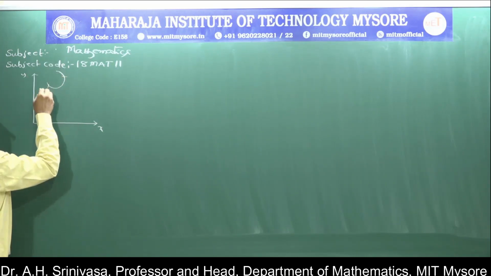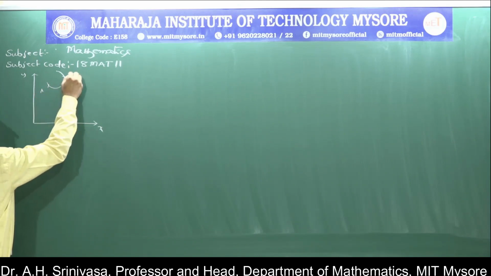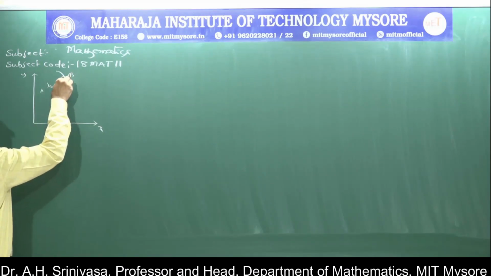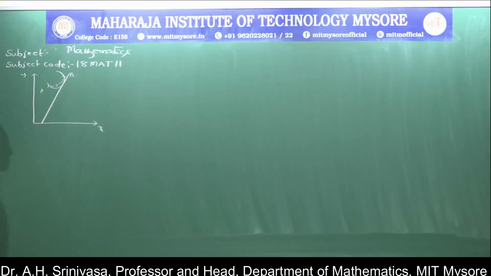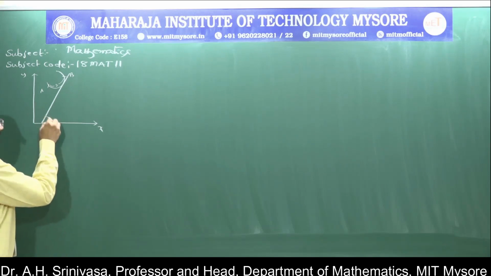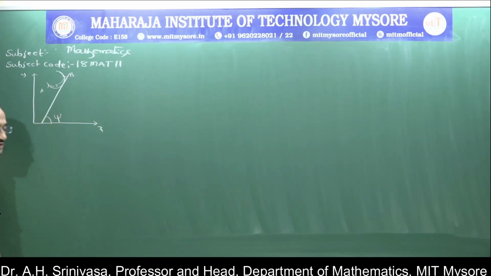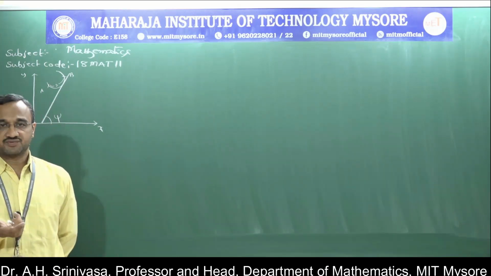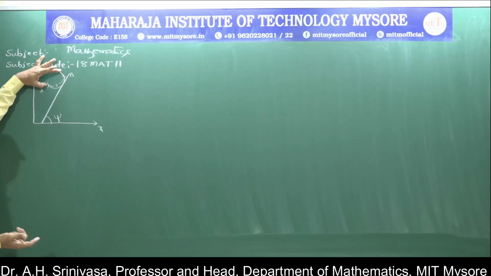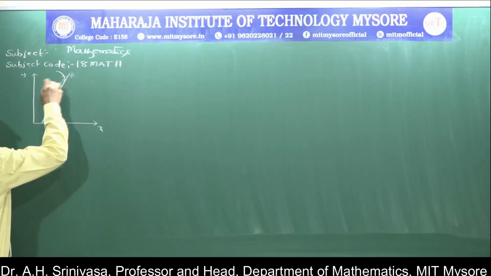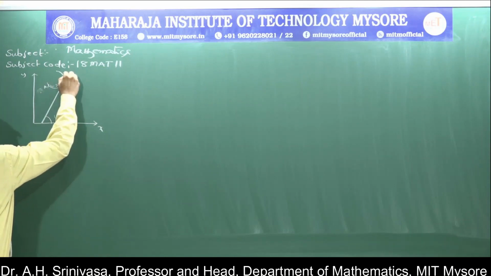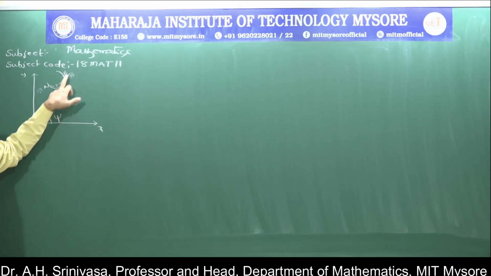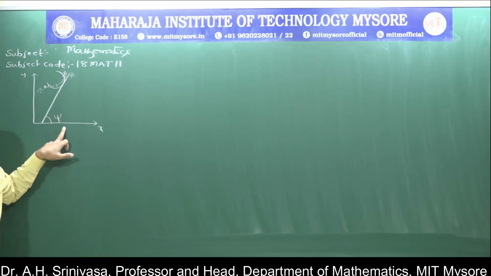There is an arc now. You can call this AB. The length of this we call S, and you draw a tangent. This is a tangent. The angle will be psi. To understand the concept of curvature, if you take an arc of a circle, arc means a part of this. AB is an arc. The length of the arc is S. You can draw a tangent. It makes an angle of psi.